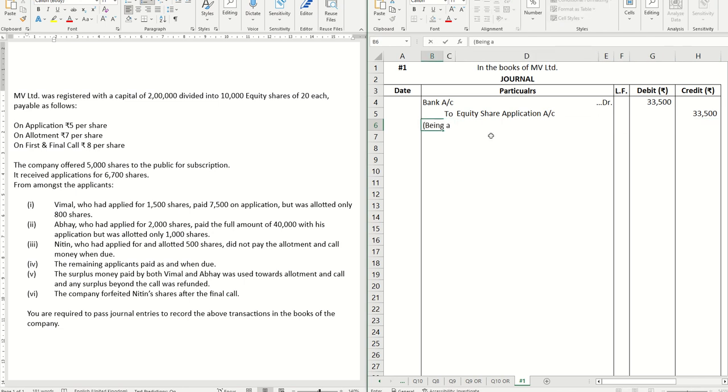Being application money received for 6,700 shares at the rate of rupees 5 each. Okay.